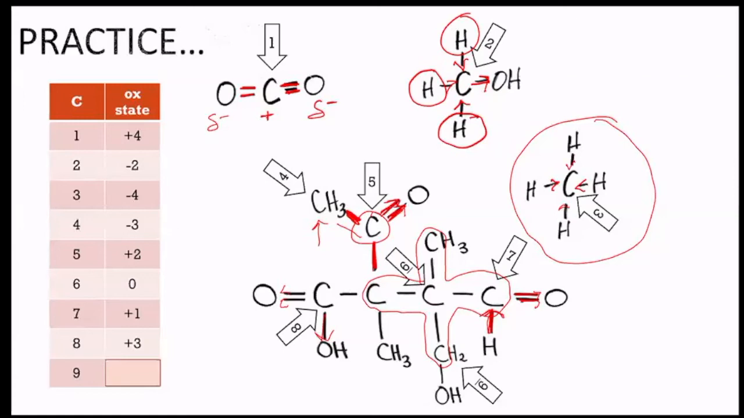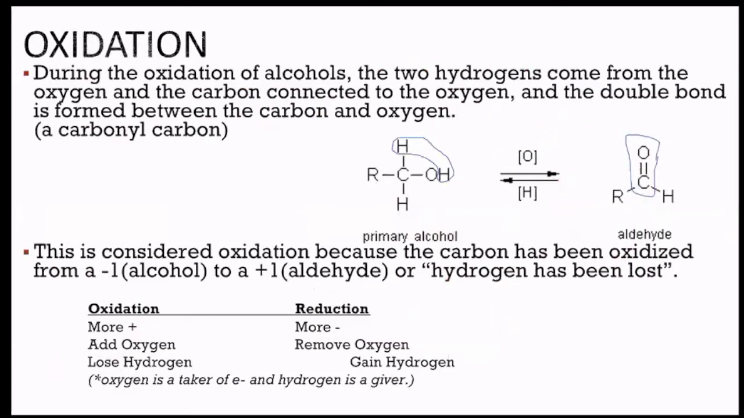And then number 9 is right here. It's got these 2 hydrogens coming off of either side. And then it's got an oxygen, just like we had on the previous page, a -1 oxidation state. All right, do you guys have any questions? Good, thank you. All right, so oxidation of alcohols, just what it sounds like.